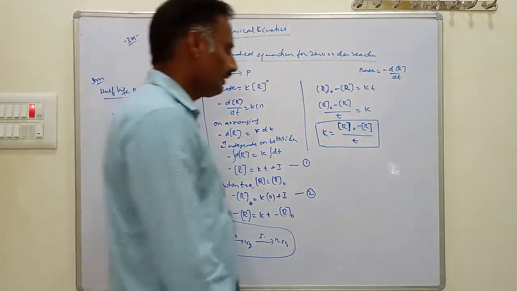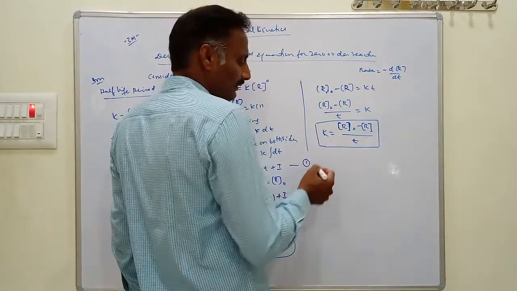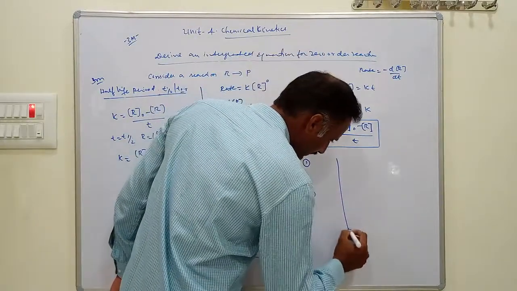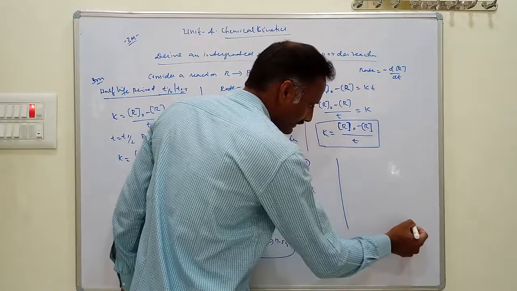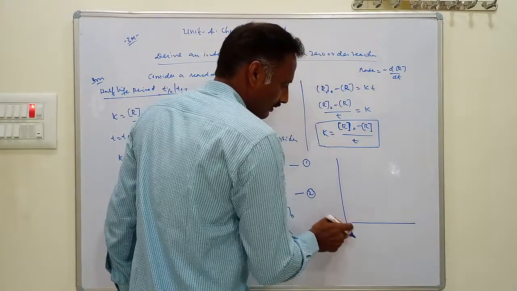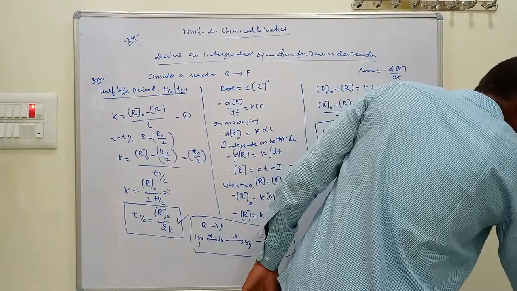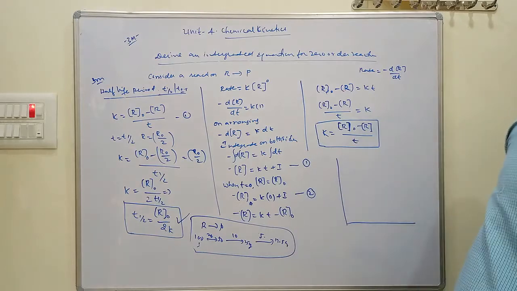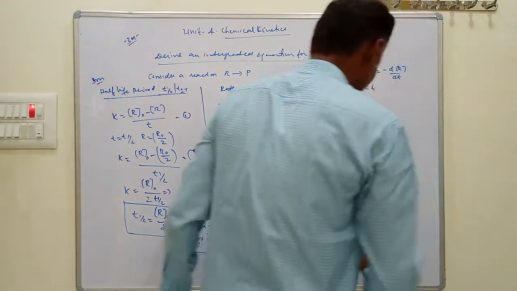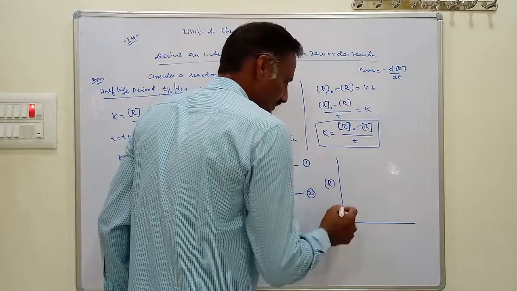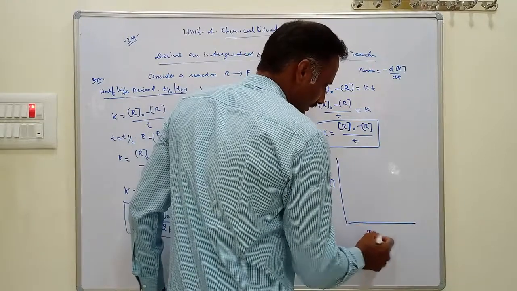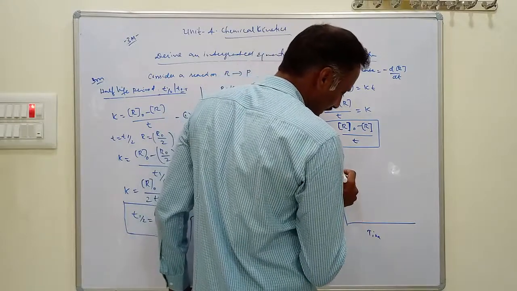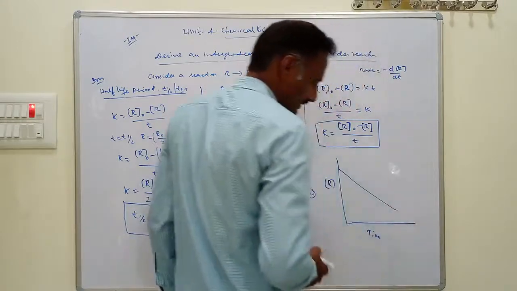This is graphically represented for the zero order reaction like this. This is the concentration of reactant versus time. If you draw a graph of concentration of reactant versus time, you will get a straight line with negative slope, like this.